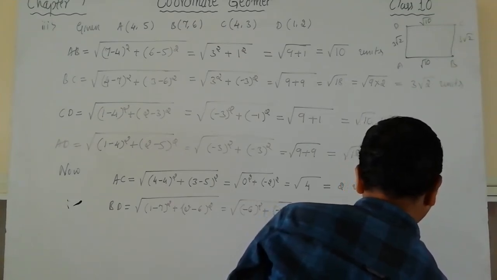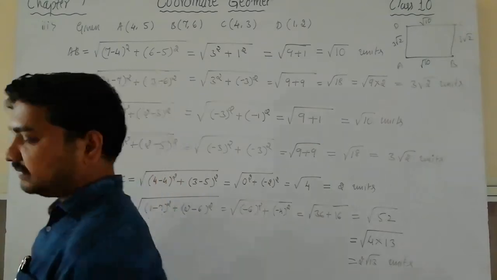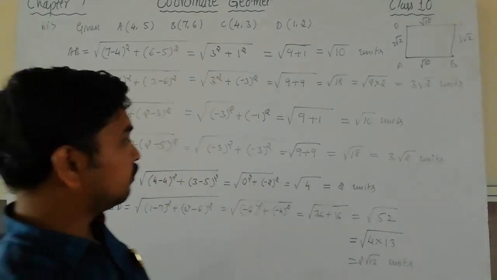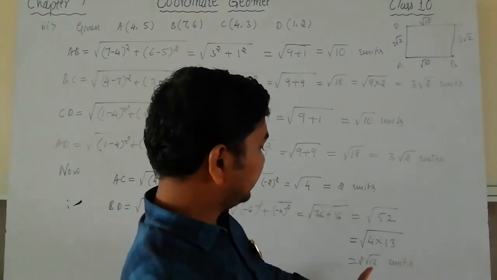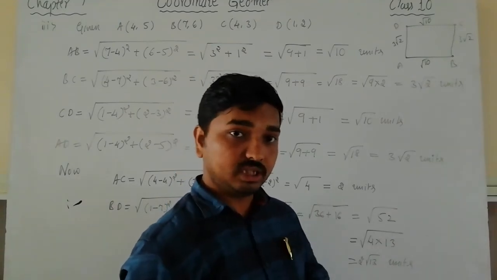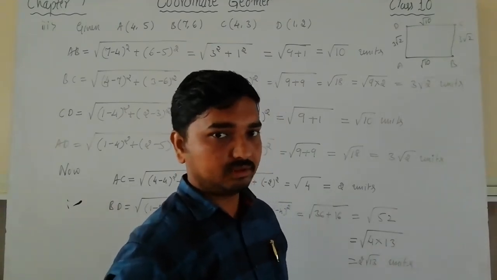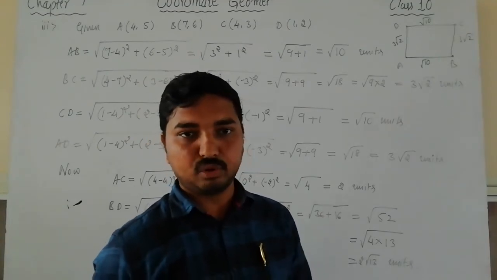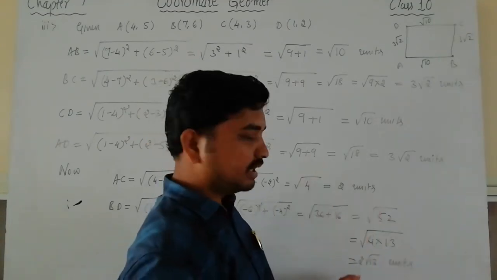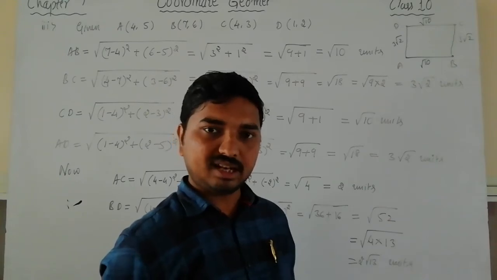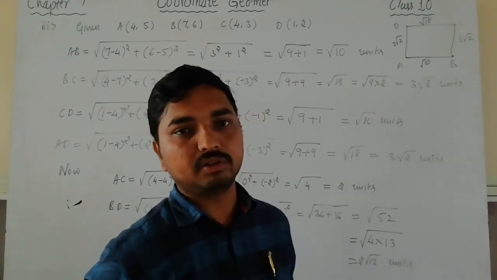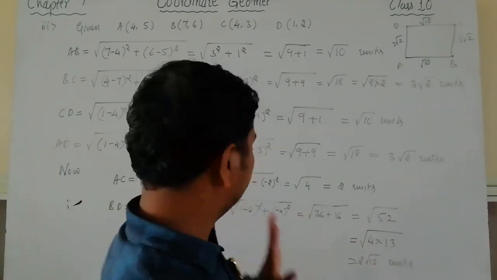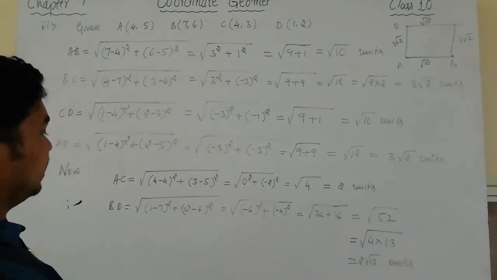Okay, so now what is your decision? The diagonals: AC measures 2 units, another measures 2 root 13 units. Diagonals are unequal, so that's why it is a parallelogram, not a rectangle. If the diagonals are equal, it is a rectangle. If the diagonals are unequal, it is actually a parallelogram. So that's why we need to write in the conclusion.